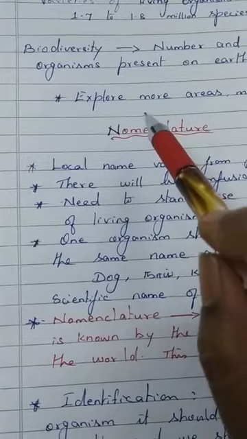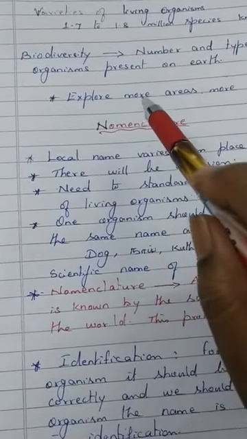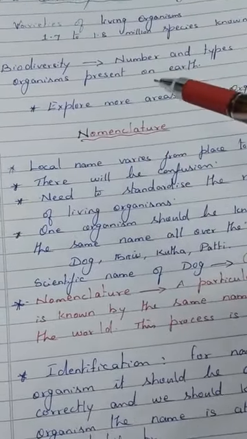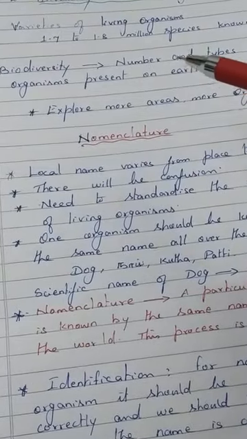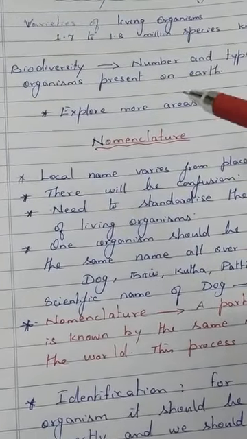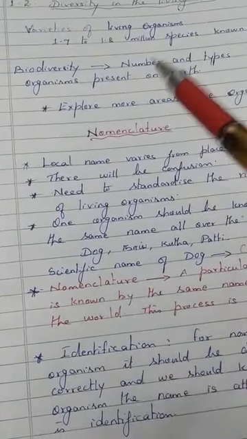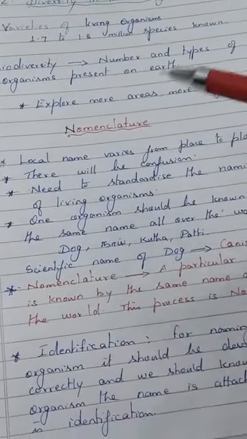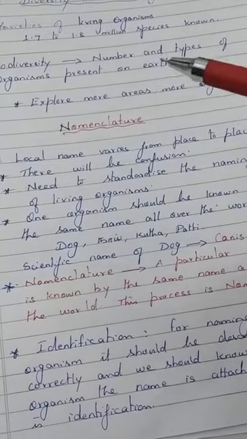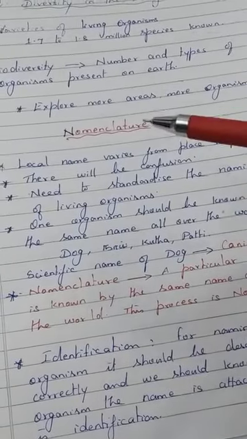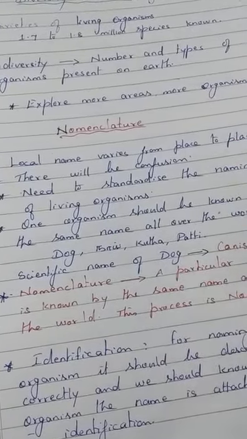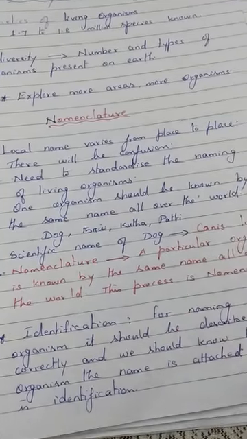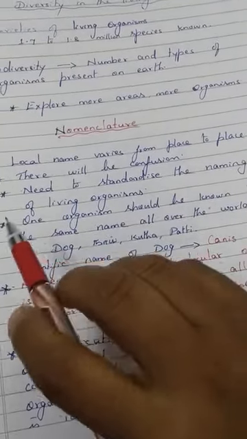Since 1.7 to 1.8 million species are present on this earth, it is really very difficult for us to know about all these organisms. So each and every organism should be given a name. But the living organisms are called by local people by giving local names.